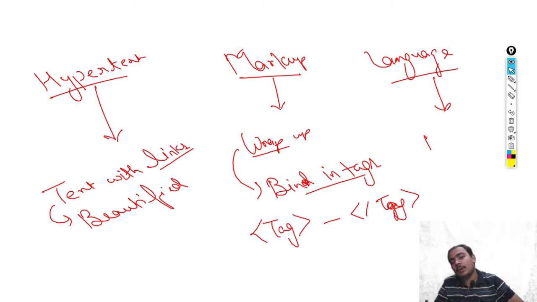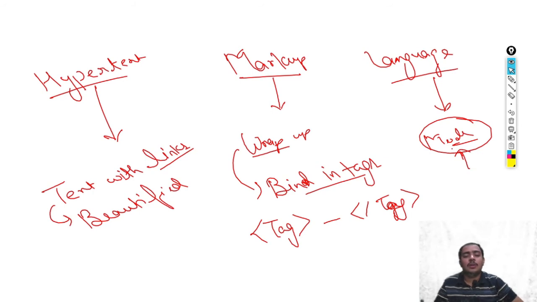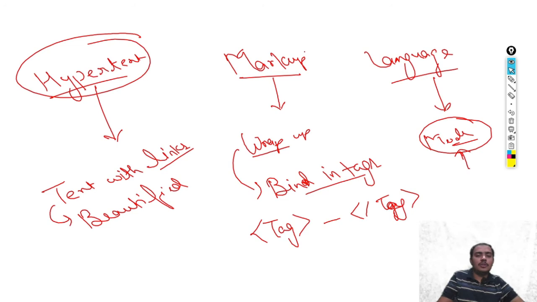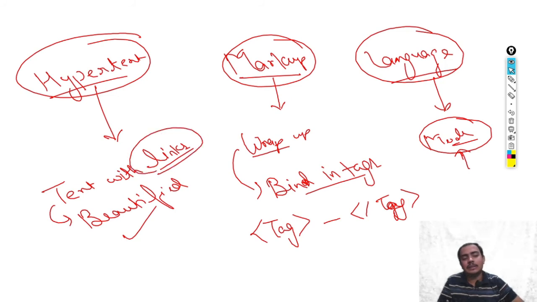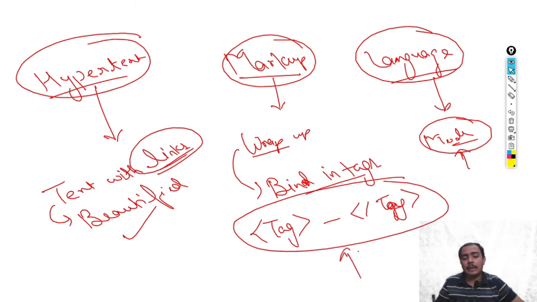Then we have this term language. This language means a mode of communication which is generally used to explain something to any user or to any machine by using any programming language. So this HTML is a type of language that helps us to create pages where we can have some beautified text with the links and some other elements. All of these texts are bound in some tags, and it's a kind of language which will interact with your web browser.